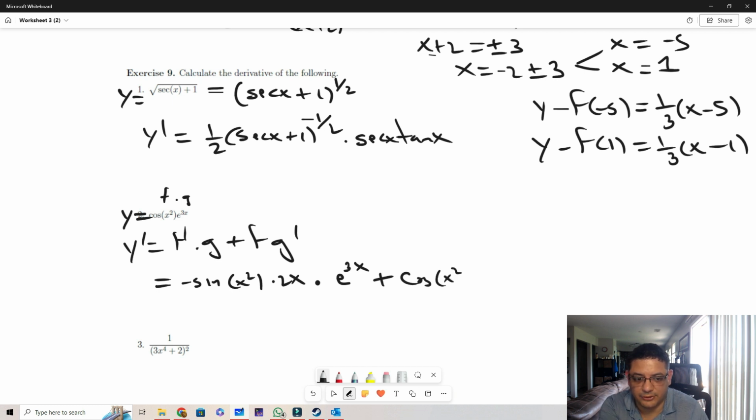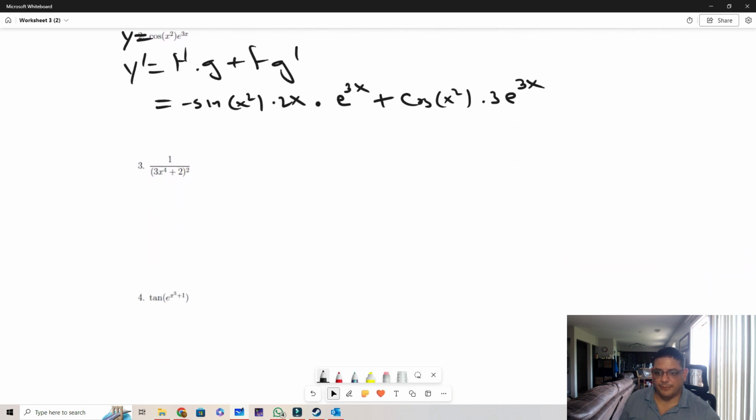cosine of x squared times the derivative of e to the 3x, which is 3e to the 3x. Remember, it will be the same thing. E to the 3x, the derivative of the exponential is the same, but because we have this 3 here, then we have an extra 3 coming down. So this will be the derivative of that particular function.